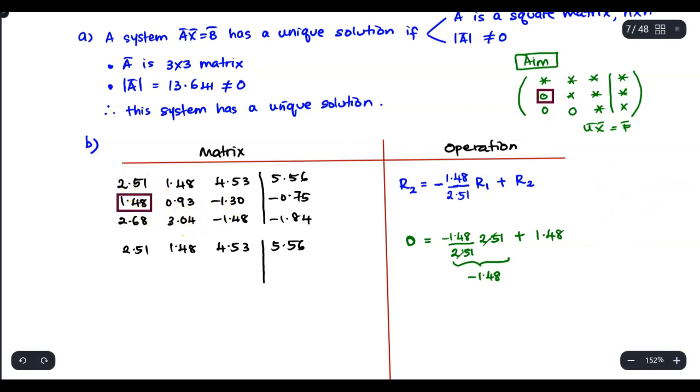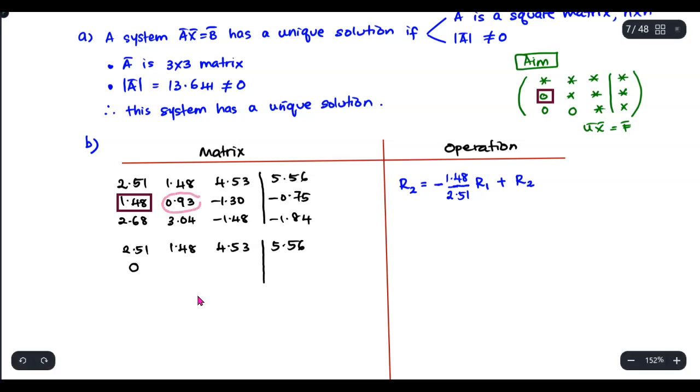So we perform that operation to the rest of the elements in row number 2. You can check or use your calculator. Again, negative 1.48 over 2.51. You multiply with the 2.51 here, you add with 1.48. So the value at the second row will be 0, of course.